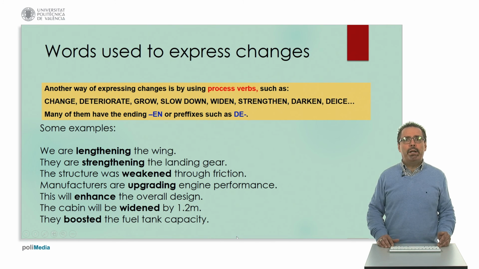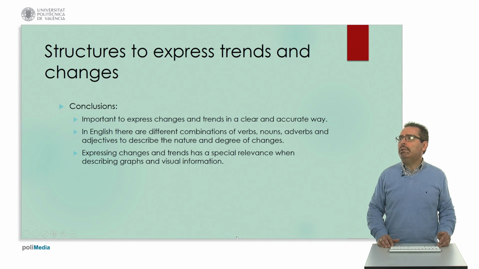As we can see, these verbs establish the change by means of a process. They are process verbs. They describe a process and therefore a change. In conclusion, it's very important to express changes and trends in a clear and accurate way. In English, there are different ways, combinations of verbs, nouns, adverbs, and adjectives that can describe naturally the degree and the nature of changes. And this is very important, for example, when describing graphs or statistical information, etc.